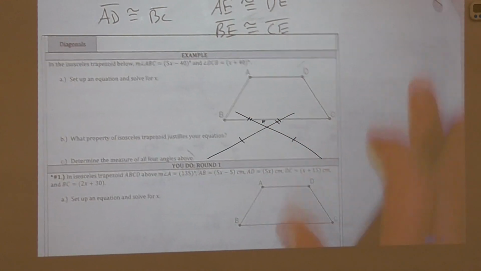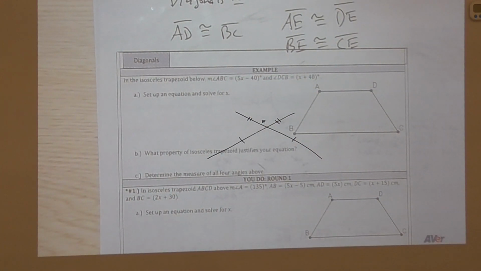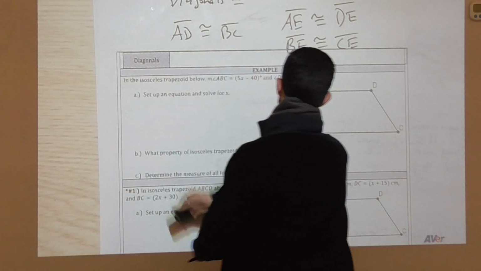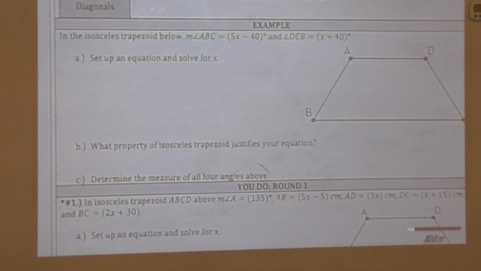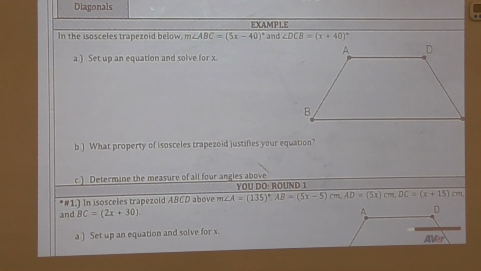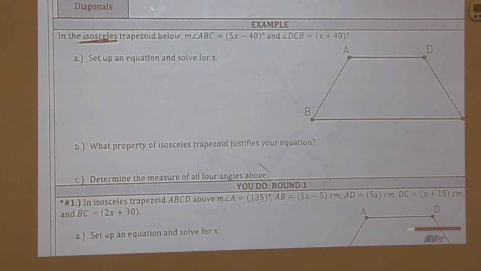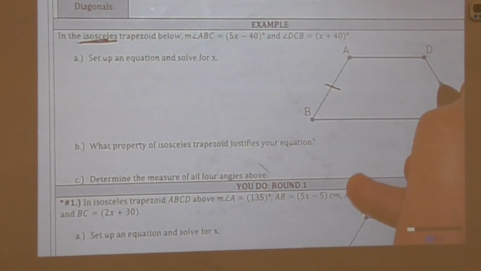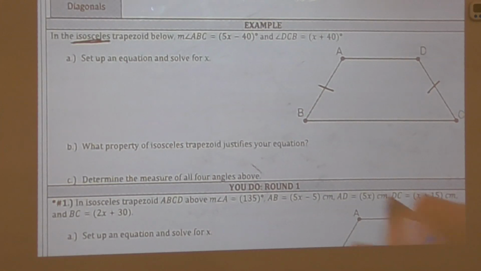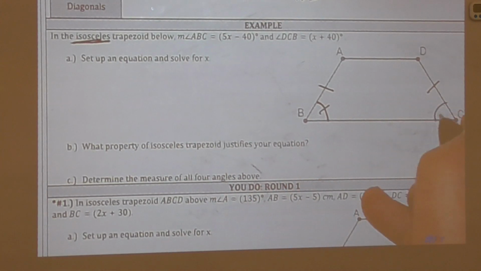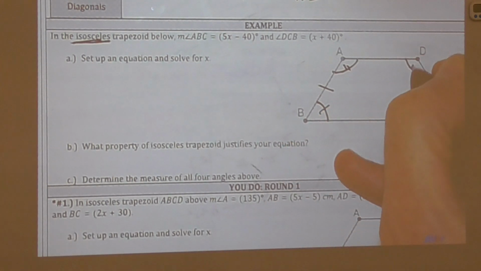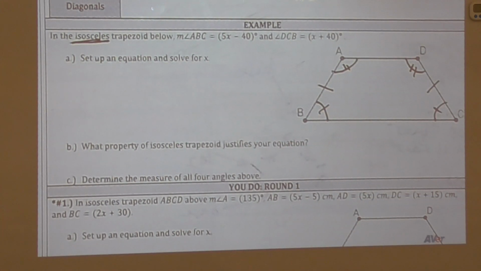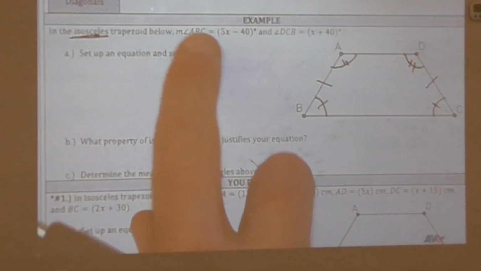All right, let's work an example problem. This problem tells me that I have an isosceles trapezoid. So the isosceles trapezoid has congruent legs, and it has congruent base angles. So angle B congruent to angle C, angle A congruent to angle D. Now we have some information.